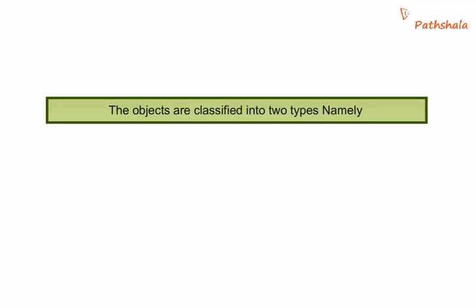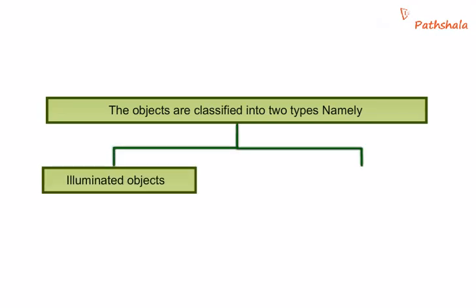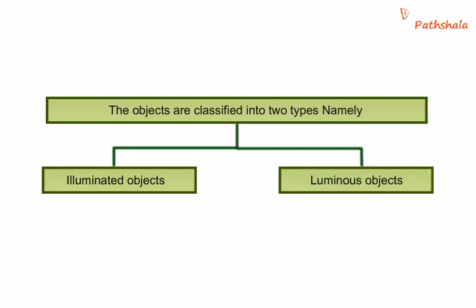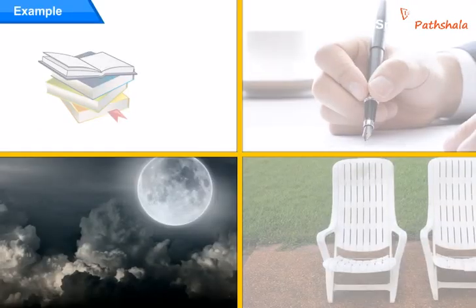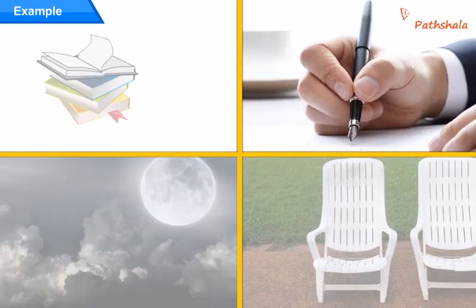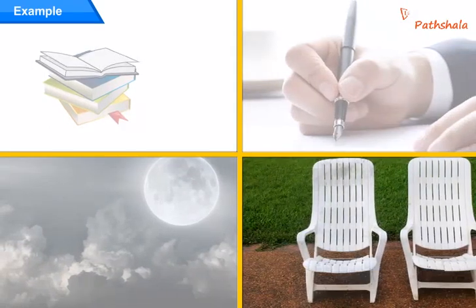Eyes. Now let us learn about eyes in this module. The objects are classified into two types, namely illuminated objects and luminous objects. The objects which shine in the light of other objects are called illuminated objects. For example, moon, books, pen, chairs, etc.